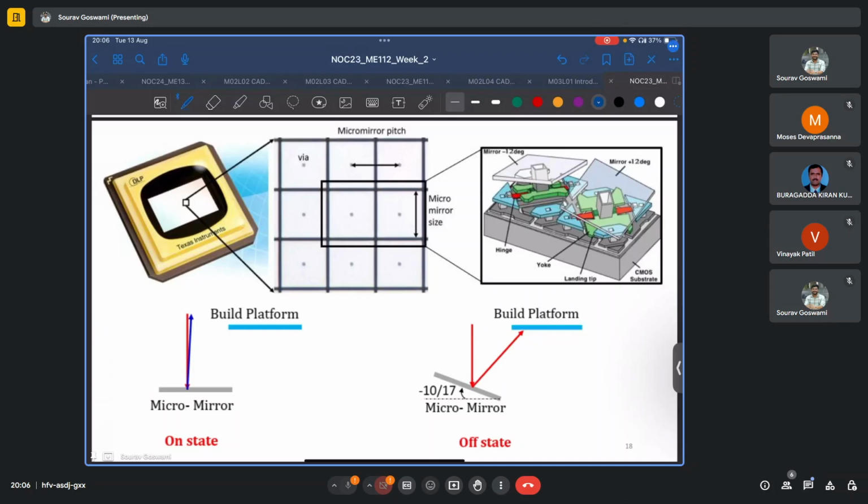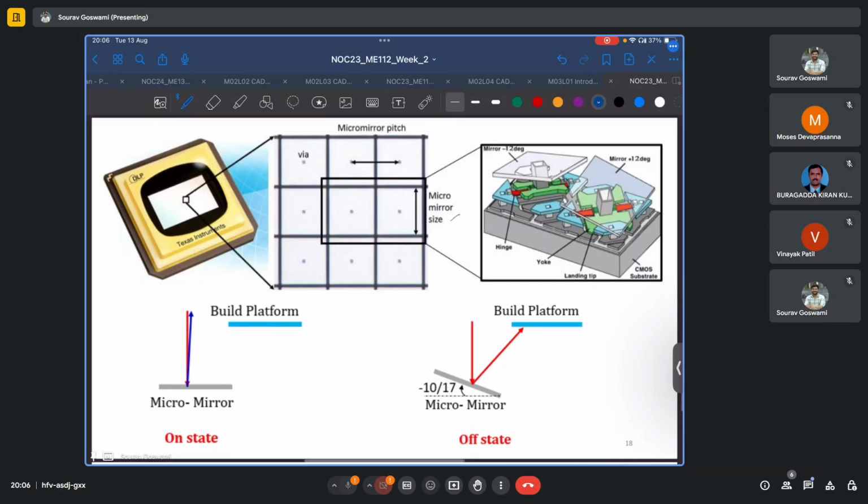So a DLP mirror actually consists of many micro mirrors. Here we have some relevant terminology related to them, such as the micrometer size and the micrometer pitch, which is the center to center distance between two adjacent mirrors. There is also a small region in the center of the mirror called a via, which does not actually reflect light. However, given that this region is very small compared to the area of the mirror as a whole, our print performance is not affected to a great extent.